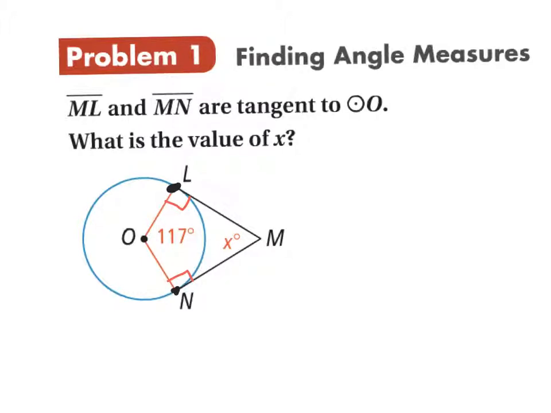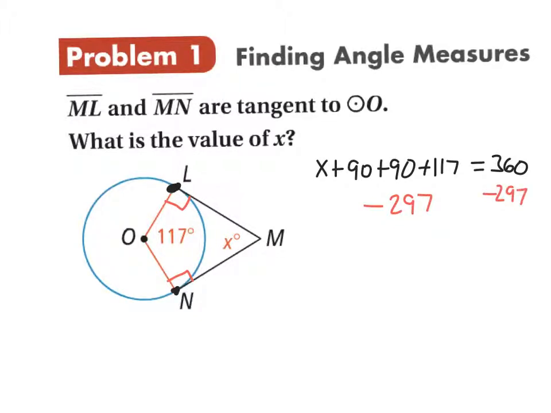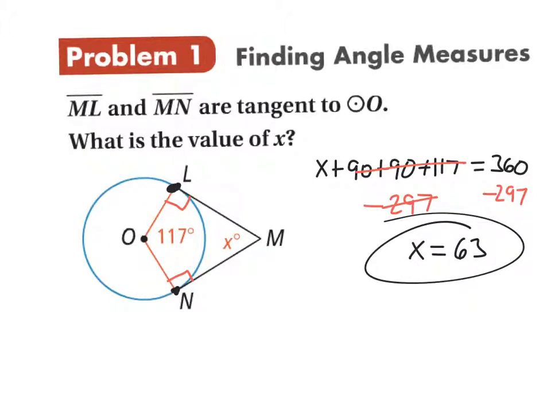360. And so we can just write an equation that says x plus 90 plus 90 plus 117 equals 360 degrees. And we can solve that. Now 90 and 90 is 180. 180 plus 117 is what, 297? So I'm going to subtract 297 from both sides. That goes away there, leaves me with x. And what is 360 minus 297? 63. There's the measure of x. Questions?